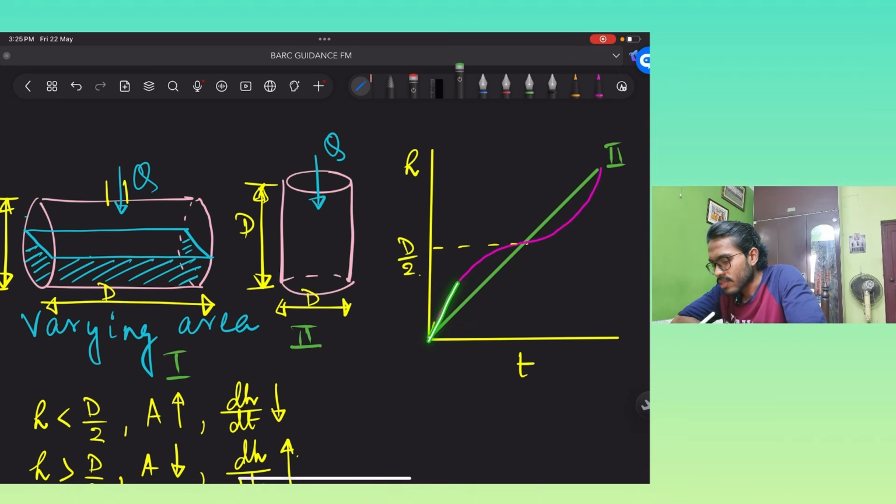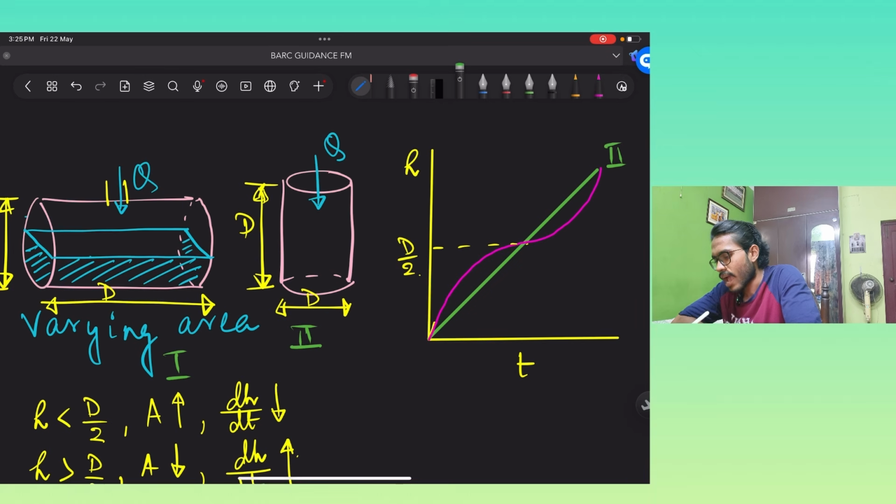See, this is the initial slope theta, and here the area is very less actually. It is almost zero. So here the slope is first very high. It has to be very high.